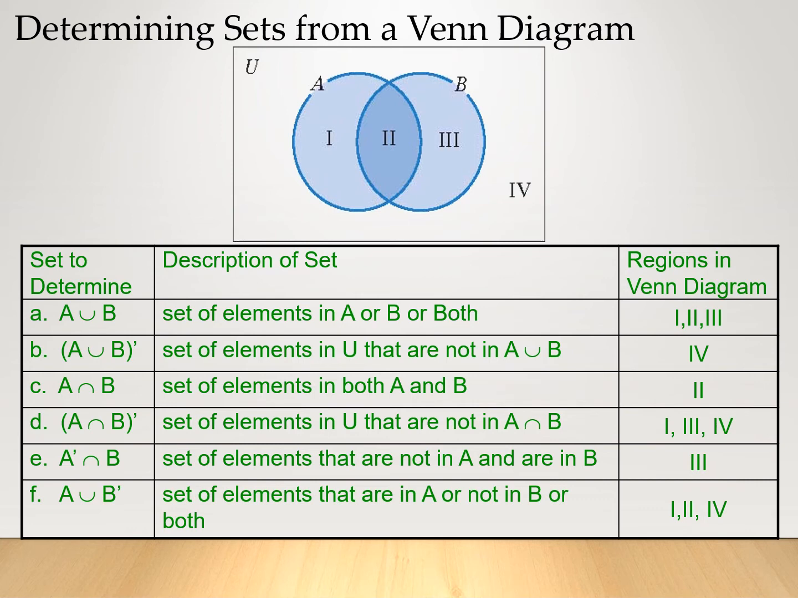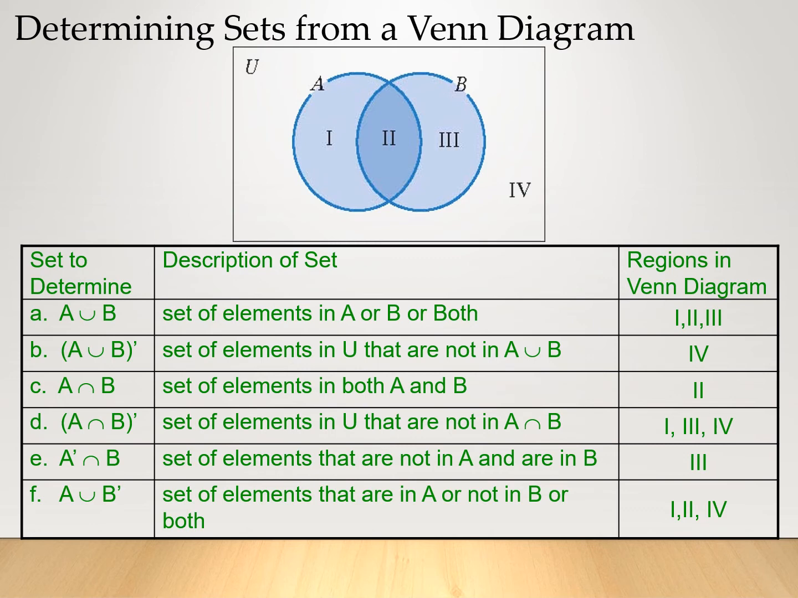And then if we have A intersection B, it is the set of elements in both A and B. So we have the region 2. For (A intersection B) prime, it is the set of elements in U that are not in A intersection B. The regions in the Venn diagram are 1, 3, and 4. For A prime intersection B, it is the set of elements that are not in A and are in B. The region representing A prime intersection B is region 3.